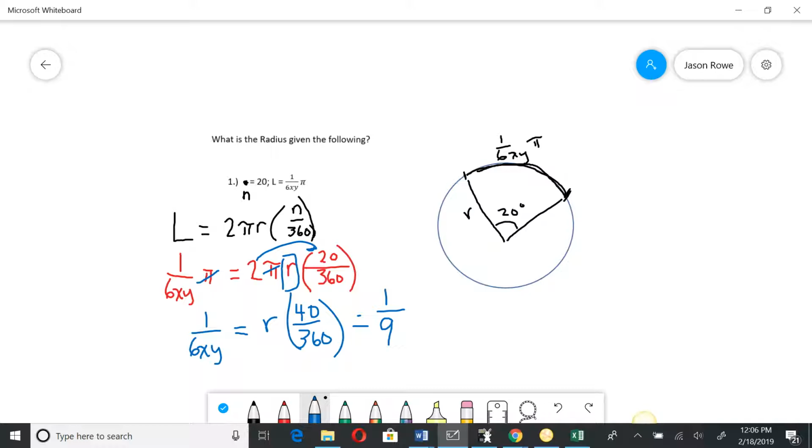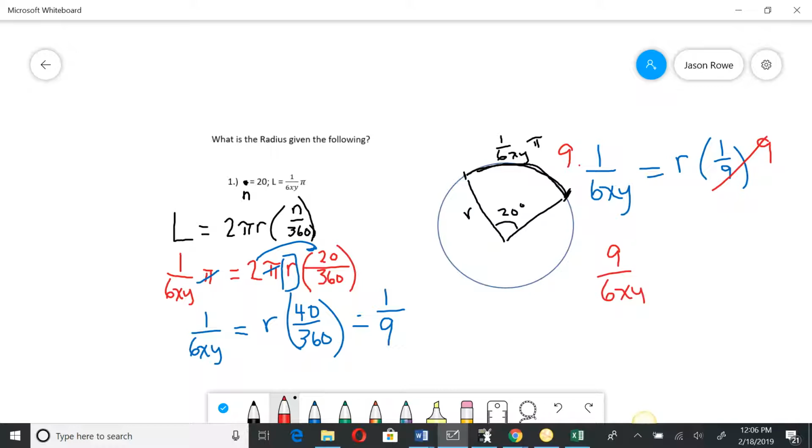So I'm going to move this over here now. So I've got 1 over 6xy equals r times 1/9. Well, what in the world do I do to get rid of 1/9? Well, I multiply by a reciprocal. The reciprocal of 1/9 is 9. So I'm going to multiply both sides by 9. Those are going to cancel. And what I'm left with is 9 over 6xy equals r. 9 and 6 are both divisible by 3. So that'll become 3 over 2xy equals r. And there you go.